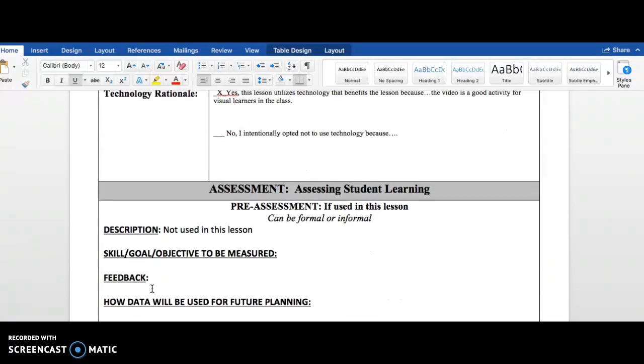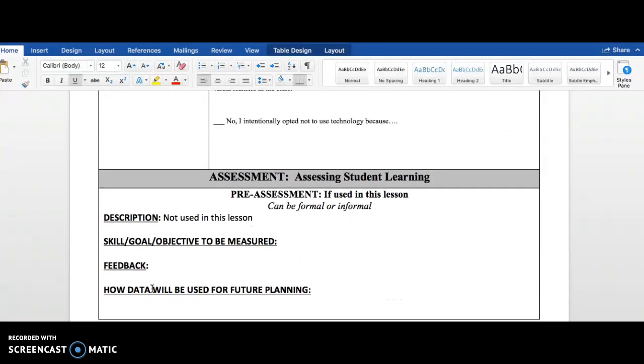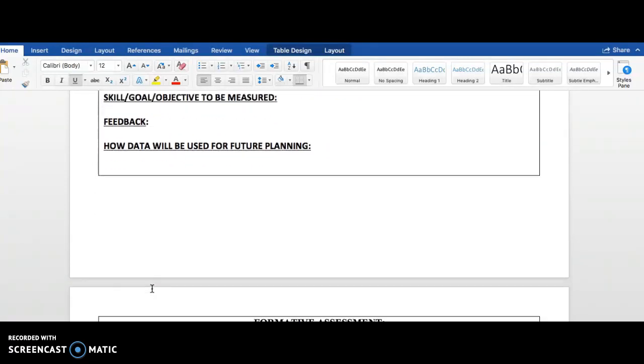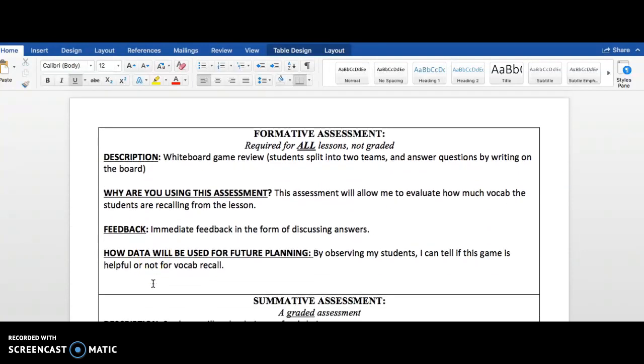I don't have a pre-assessment used in this lesson because it is an introduction, but the formative assessment that I'm using is a whiteboard game review. I recently used this for a field experience lesson, and I had the students split into 2 teams, and a kid from each team goes up to the whiteboard. I ask a question, and they turn around, and whoever writes the correct answer down the fastest would gain a point for their team.